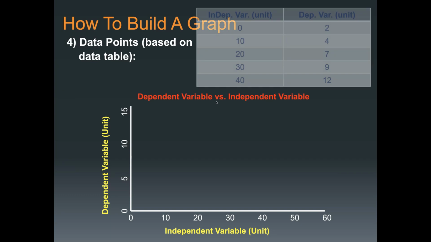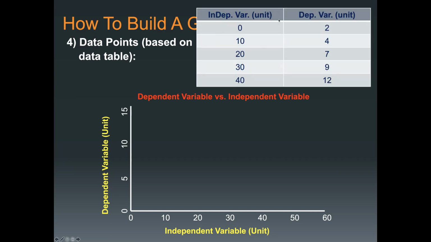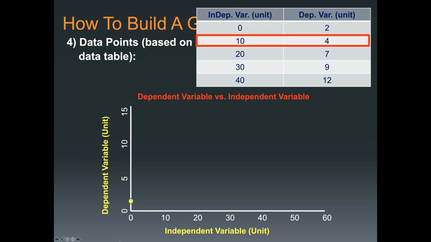Data points based on a data table. Let's say that our independent variable is 0, right here, and the dependent variable is 2. Well, if this is 0 and this is 5, this would be like 2.5, so 2 would be a little less than that, so we just estimate, and then we put a decimal point. Next up, 10. Well, 10 on the x-axis, we have to go to 4, which is a little less than 5, probably around there.